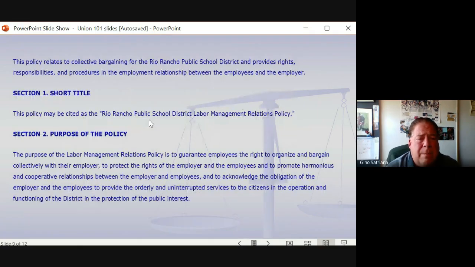This is the Rio Rancho district labor management relations policy. Like I said, this was Policy 201, and you guys can read that on your own. I can't remember what it is now, but when they changed the numbers, I always knew it as Policy 201. They changed the numbers, so it's somewhere in there that we have the collective bargaining rights.